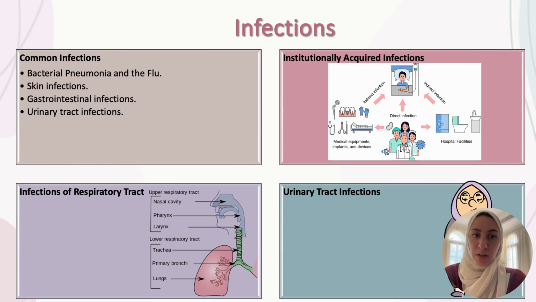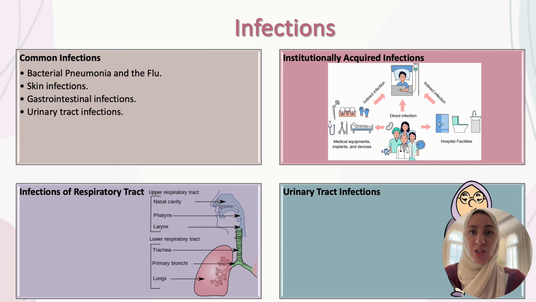There are common infections that may affect an older adult, which are bacterial pneumonia and flu, skin infections, gastrointestinal infections, and the UTI, the urinary tract infection. One of the most common types of infection is institutionally acquired infections. These are infections that older adults commonly acquire in hospital or long-term care settings, like MRSA and also ventilator associated pneumonia or pressure ulcer infections.